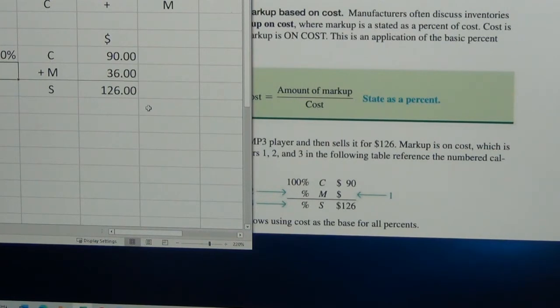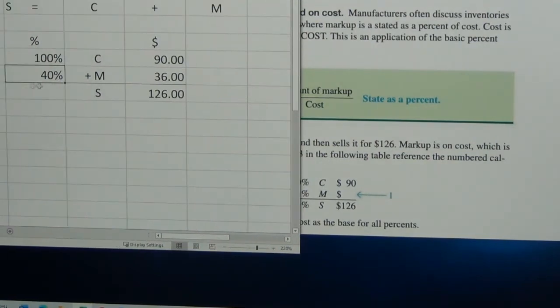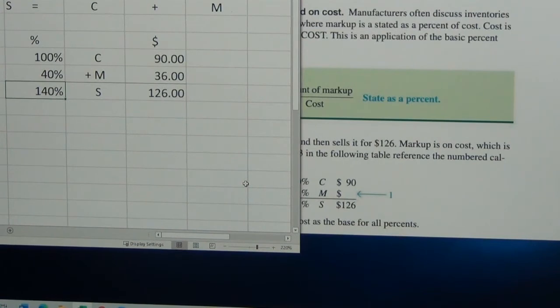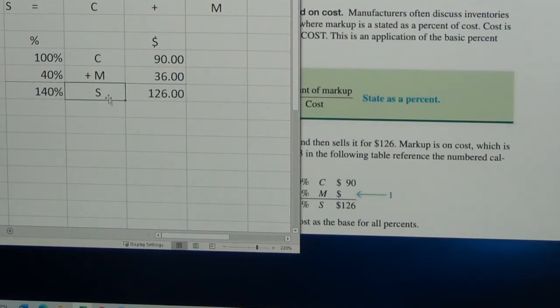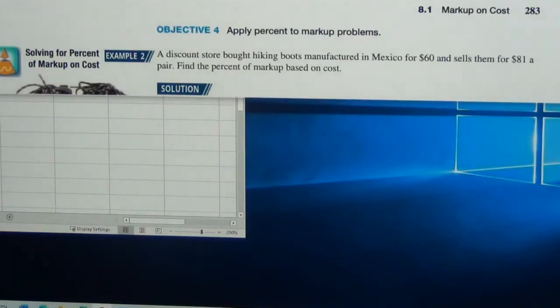Amount of markup divided by the cost, M divided by C. So if I take $36 and I divide that by $90, I come up with 0.4, which in terms of a percent is 40%. I'm going to take 100% of cost, add 40% to that, and my sales price is 140% of the cost. We just followed the same formula listed here: cost plus markup equals the sales price. Well, these are in dollars, this is in percentages. Go ahead and try to solve this problem.